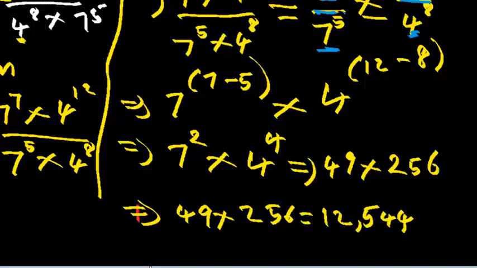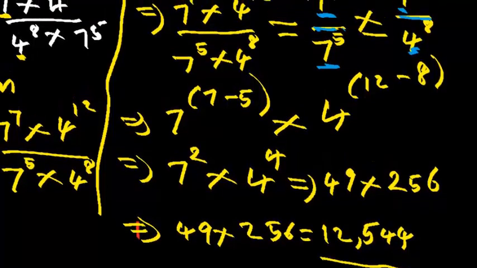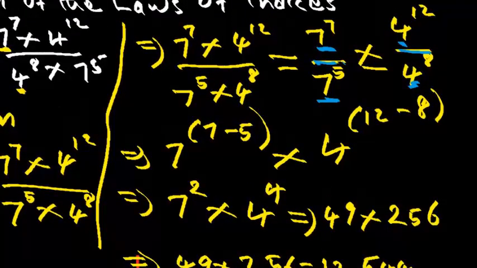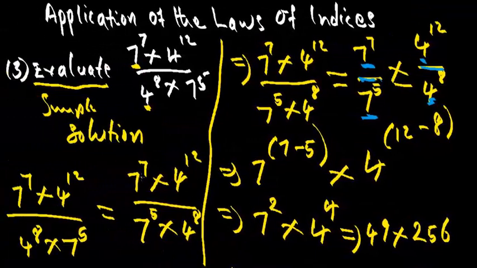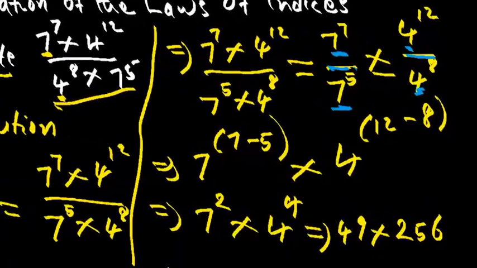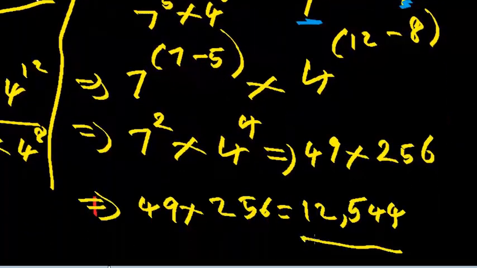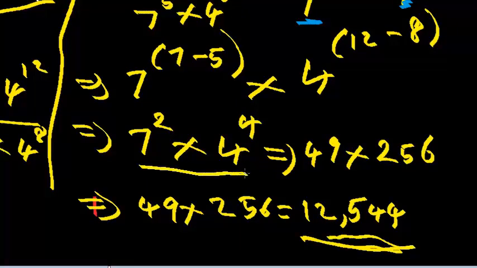12,544. So this is our answer. Once again, take notice of when the question says simplify, and when it says evaluate. When it says evaluate, we are finding a value for the question, and that will be our answer, as we have it here. That is evaluate. If it were simplification, we would stop at this point. We will not get to this point. Right.